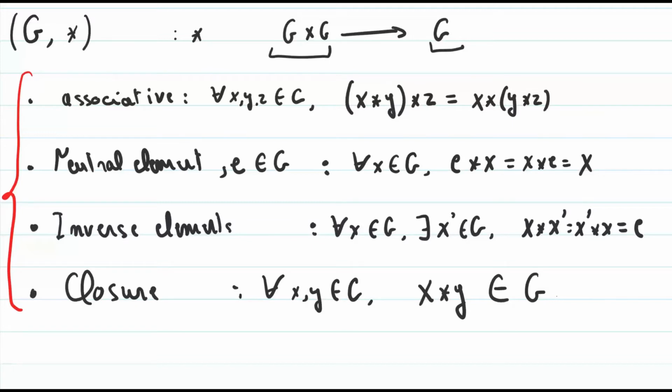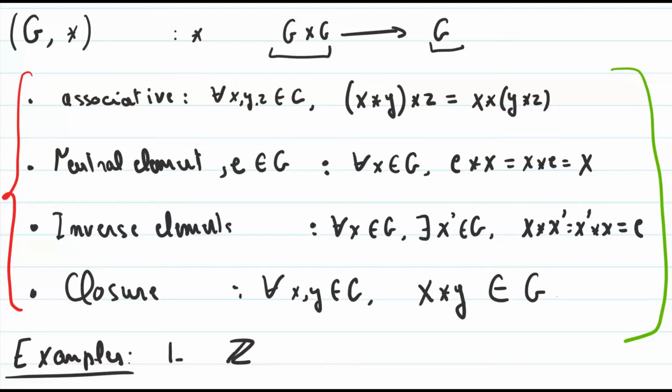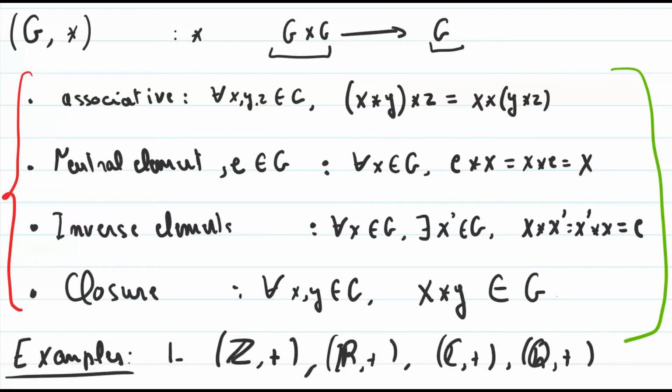The group could be anything, and the important things are the rules, and here are the rules. So examples for groups: Z together with plus is a group. It's easy to check. Plus here is just the usual plus, the one we use in Z. R with plus, C with plus, Q with plus, all of them are groups. The neutral element in each of these cases is just the zero element.